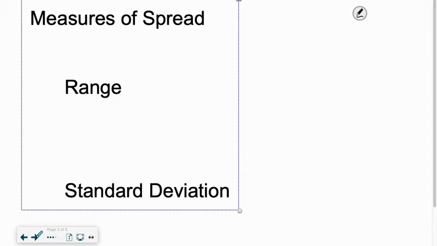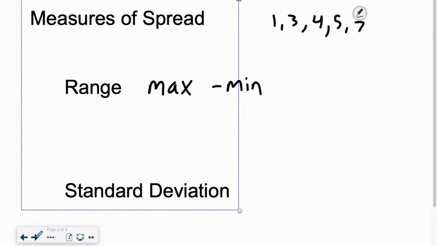Then we want to talk about measures of spread. The range is the maximum minus the minimum value in your data set. So with that same 1, 3, 4, 5, 7, the range is 7 minus 1. 7 is your max, 1 is your min. You get out 6.